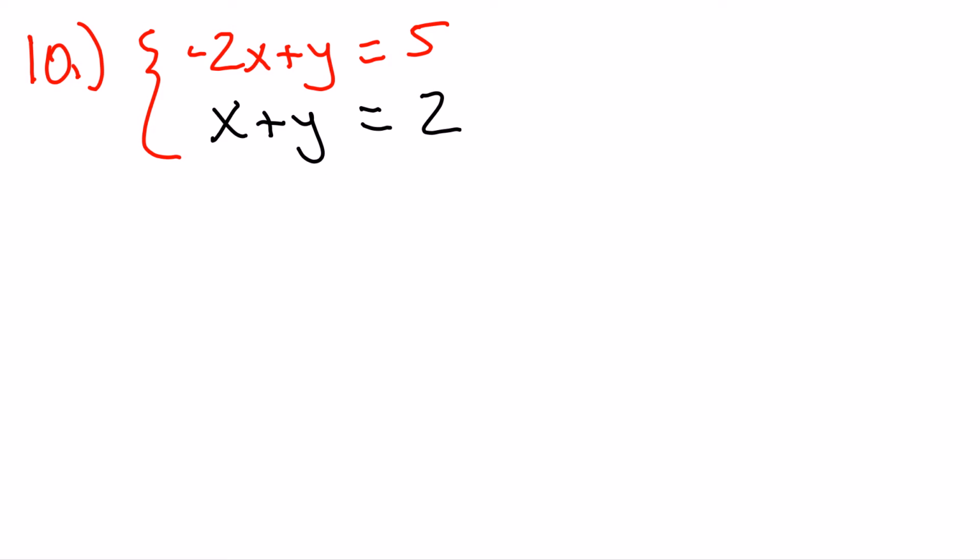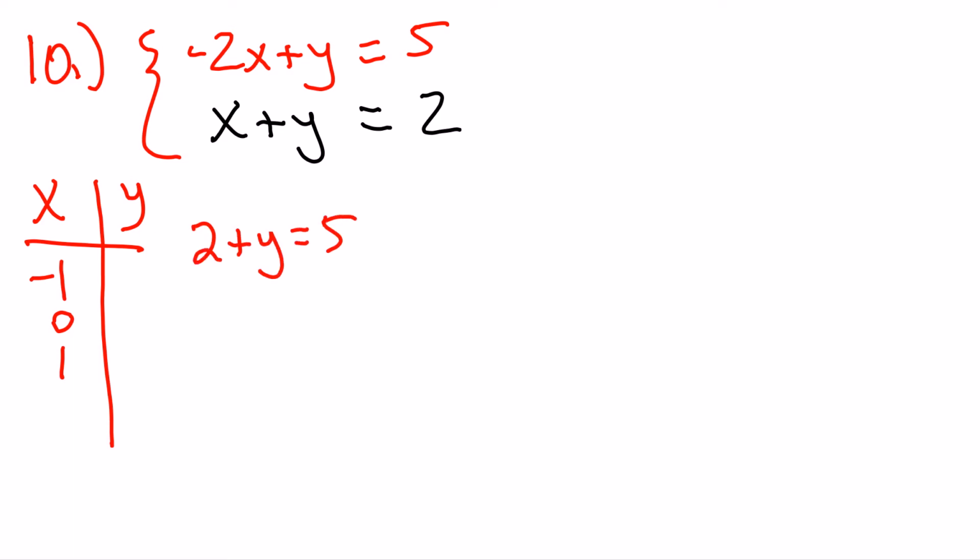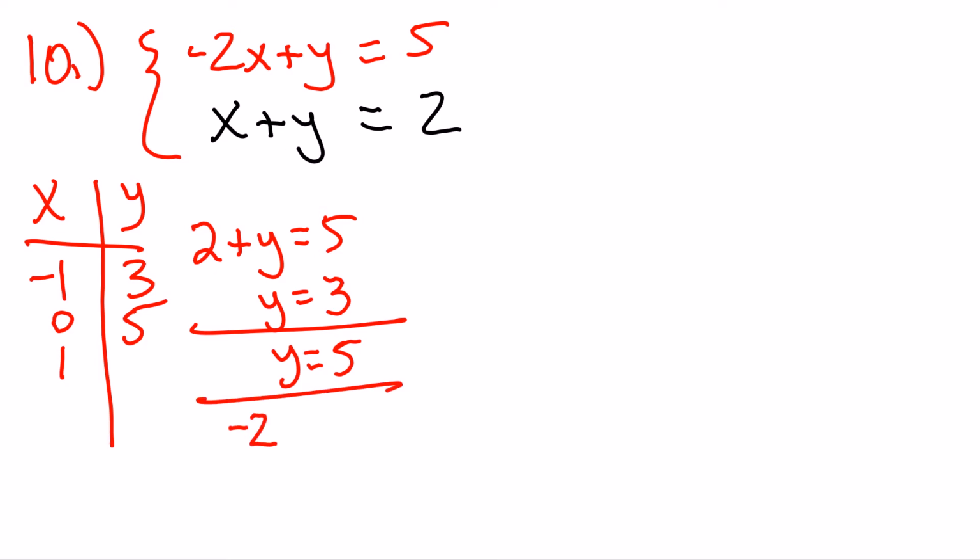Alright, so number 10, we have negative 2x plus y equals 5, x plus y equals 2. The first thing I'm going to do is make my xy chart. So I have negative 1, 0, and 1. I'm going to plug it in. So negative 2 times negative 1 is positive 2 plus y equals 5. I subtract 2 from both sides, I get y is equal to 3. Now I do 0. Negative 2 times 0 is 0, so I get y equals 5. I hope the next one's 7. I plug in 1, I get negative 2 plus y equals 5. Y is indeed 7. So that one's nice and easy.